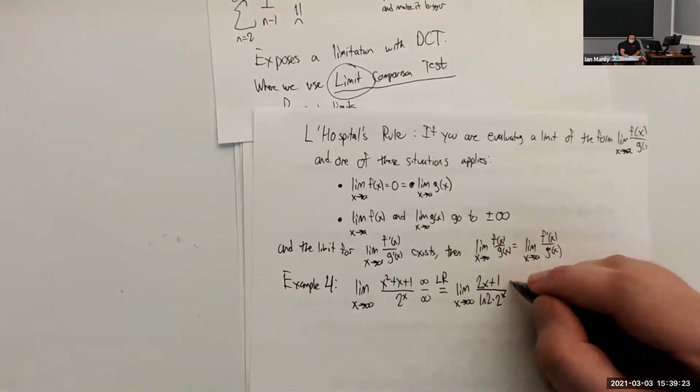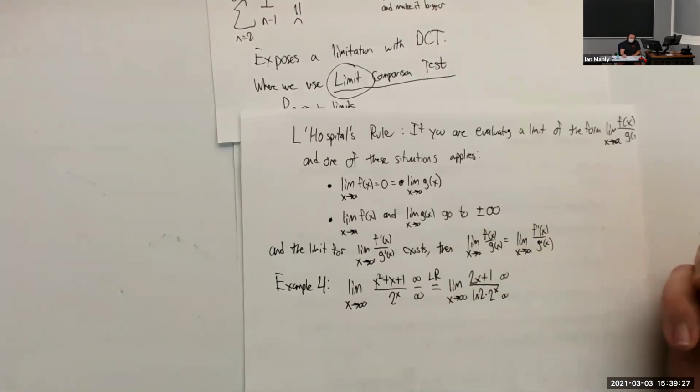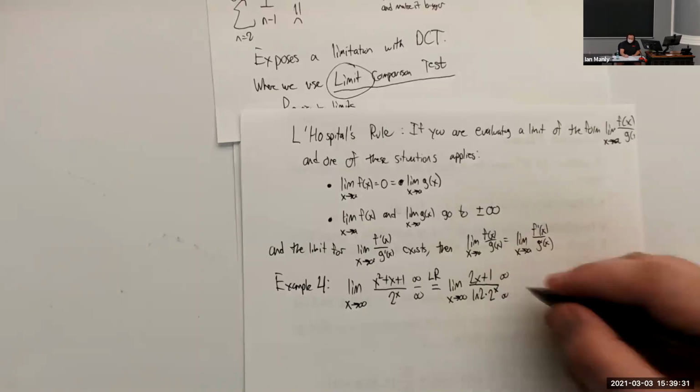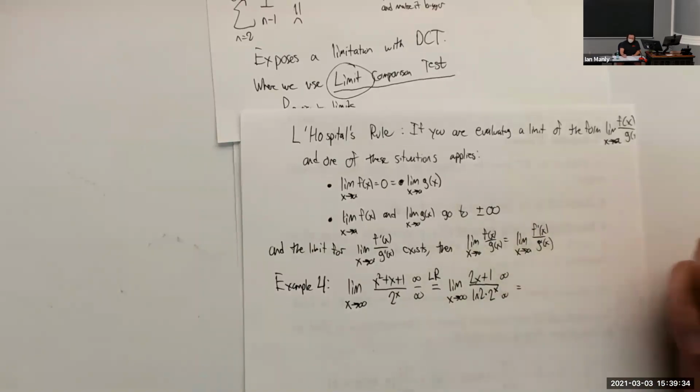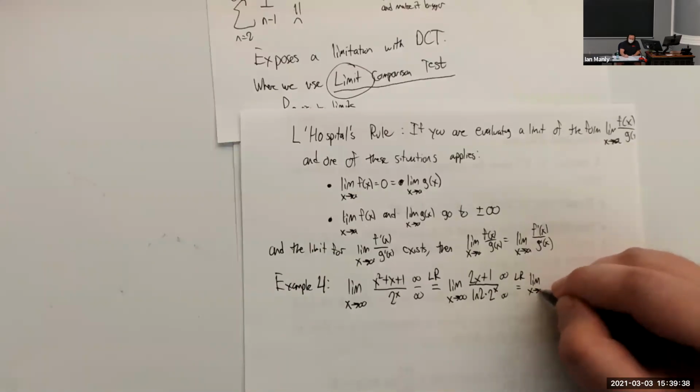But it still seems like the top is going to infinity, and the bottom is also going to be going to infinity as well, because we still have that 2 to the x right there. So what we're going to do is we're going to try it again. Like I said, we could do this as many times as we want or need to get where we want to go.